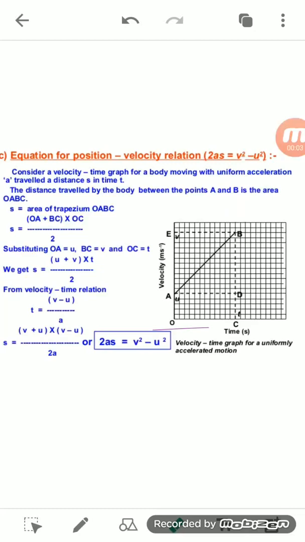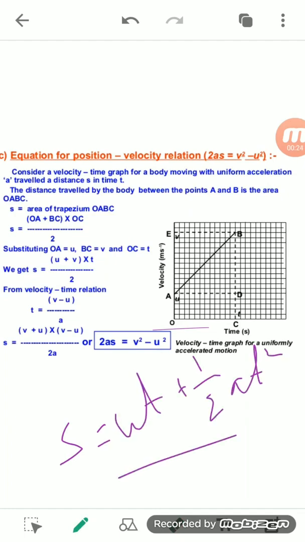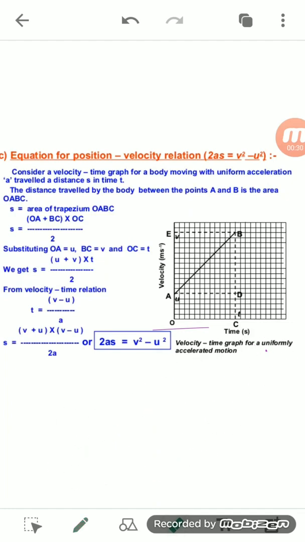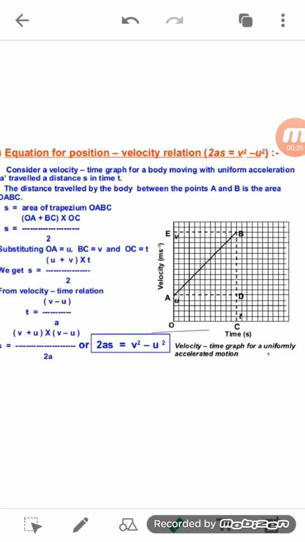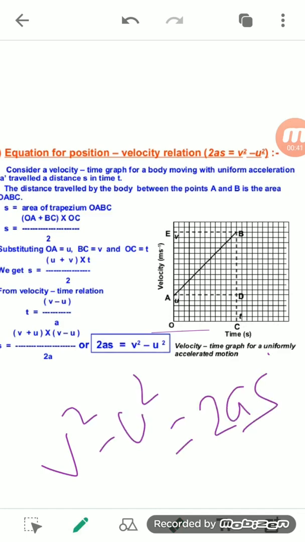Hello students. In the previous classes we discussed the graphical representation of the equations of motion. With the help of the graph, we discussed the first equation of motion as well as the second equation of motion, that is S = ut + half at square, which was also derived with the help of the graph. Now we will come to the last one, the third equation of motion, which is v square minus u square equals 2as.